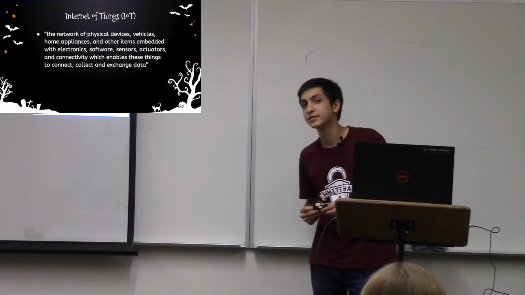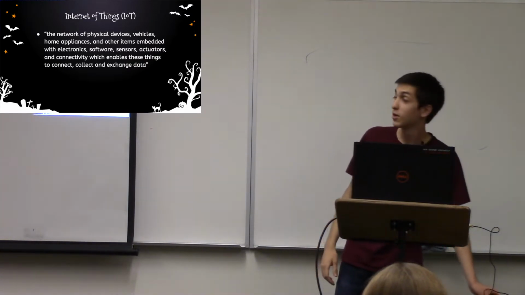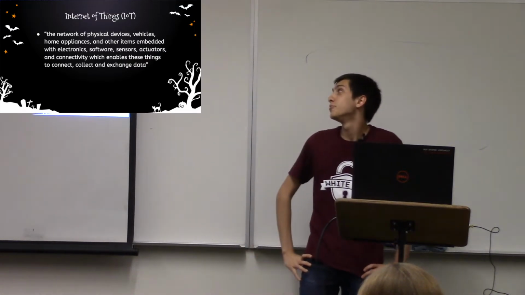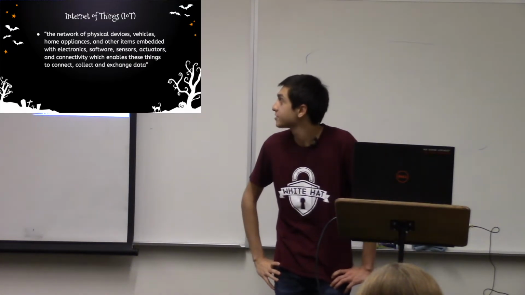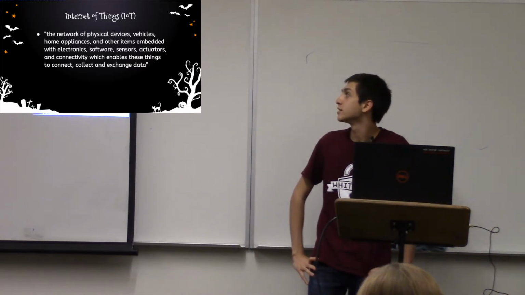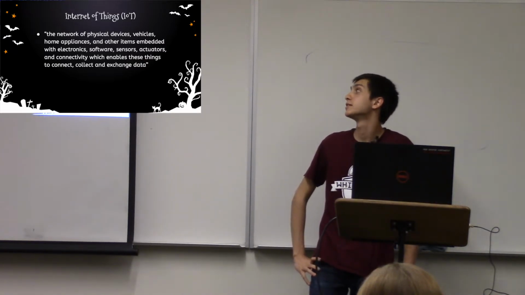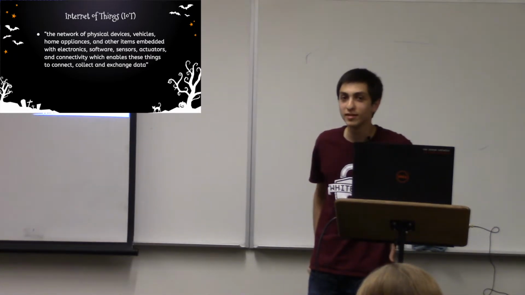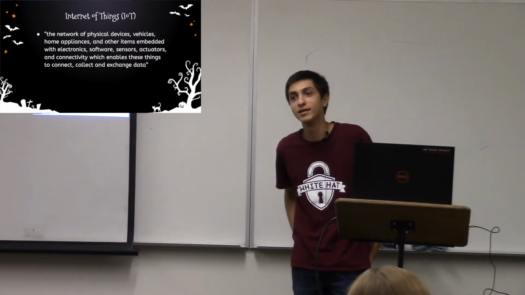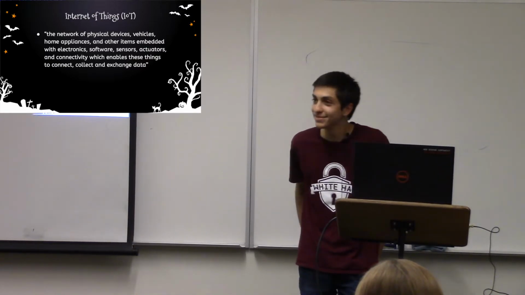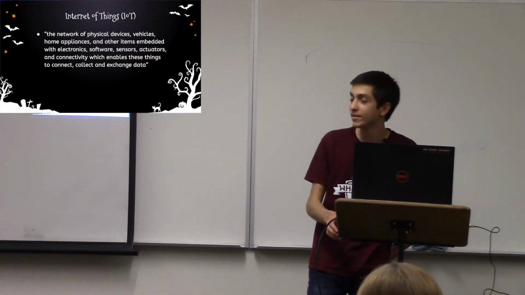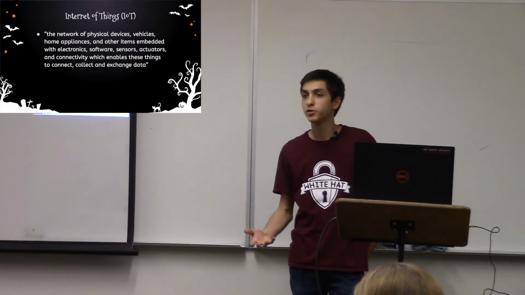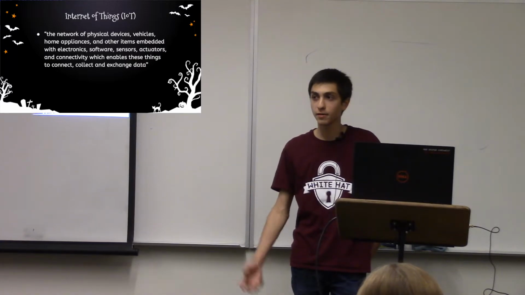So our next topic is the Internet of Things, which is the network of physical devices, vehicles, home appliances, and other embedded systems with electronic software, sensors, actuators, and connectivity, which enables these things to connect, collect, and exchange data. That's a lot of words. Let's talk about what that actually means. It's basically any device that sits in your home and does something and is connected to the internet. And it's not like computers, but like an Amazon Alexa type thing.